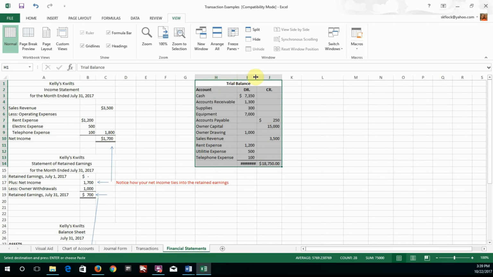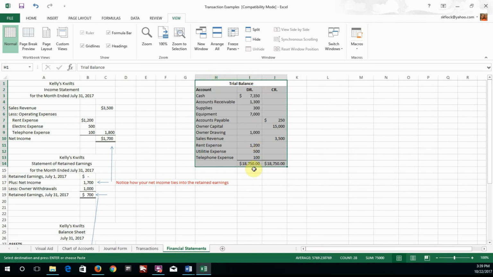The other thing I want you to notice about the trial balance is that total debits must be equal to total credits. If those two columns are not equal, you have an error somewhere, and you need to go back and figure out where you made a mistake. If you keep the accounting equation in balance and you have a debit and a credit for every transaction, then there's no way your trial balance won't balance unless you've made a mistake, transposed something, or recorded something to the wrong side.